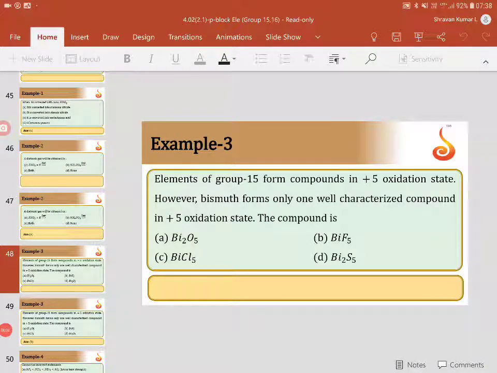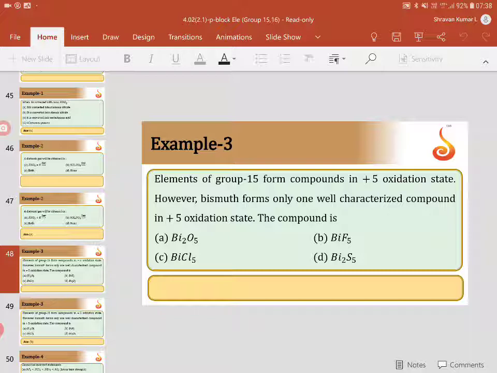This slide is from lecture 4.0, p-block elements. Slide number 48, stage 2. Elements of group 15 form compounds in the +5 oxidation state. However, bismuth forms only one characterized compound with a +5 oxidation state.